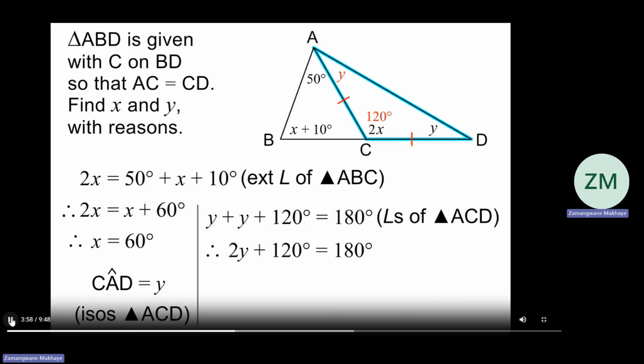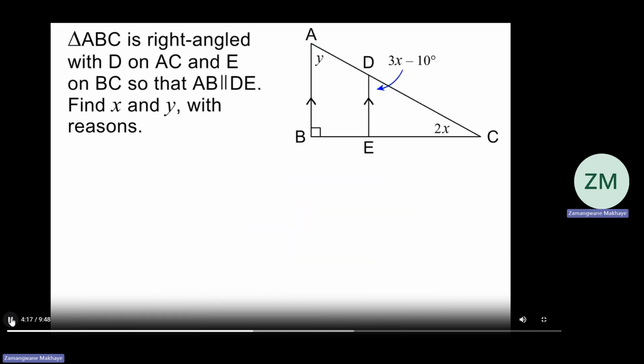To solve the equation, we begin by adding like terms on the left. We then subtract 120 degrees from both sides. And then we divide both sides by 2. Y is therefore equal to 30 degrees. Please pause to check my working. Here is the next question. Please pause to read it.